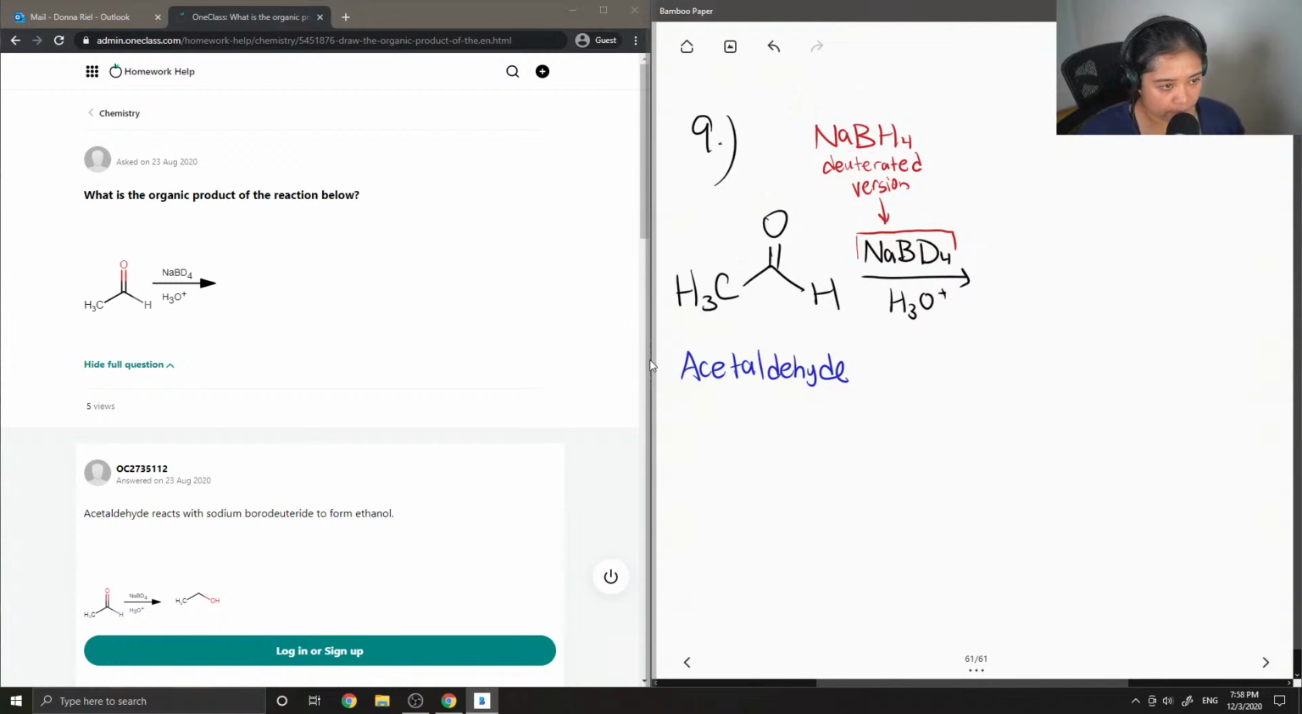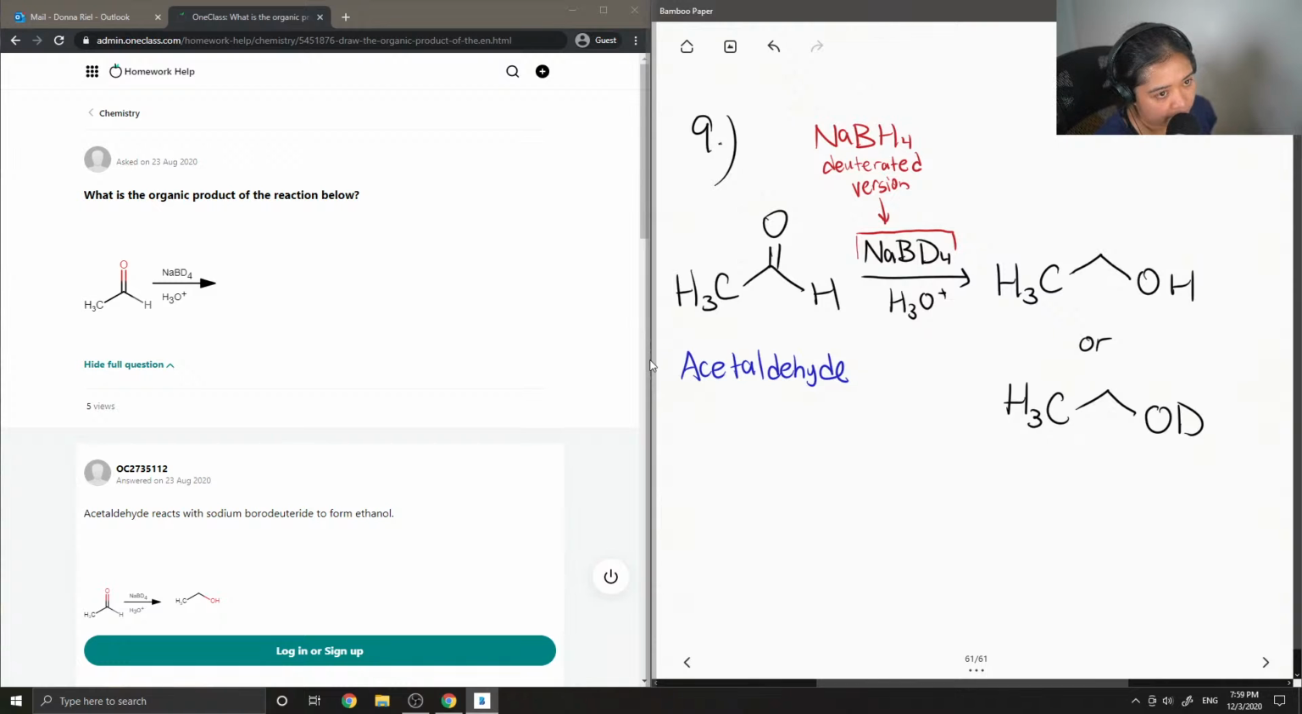So typically, when you reduce an aldehyde, this turns it into an alcohol. So our final product typically looks like this. Notice the aldehyde becomes reduced and becomes an alcohol. This question had a deuterated version of NaBH4. So I'm also just going to write our answer using OD instead of OH.